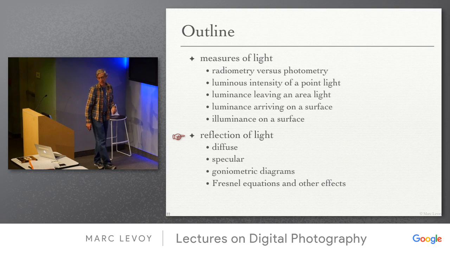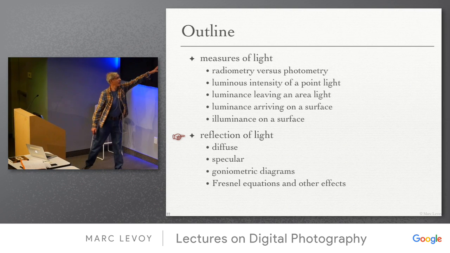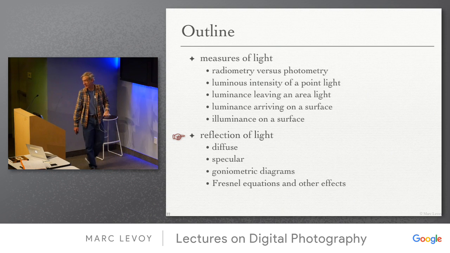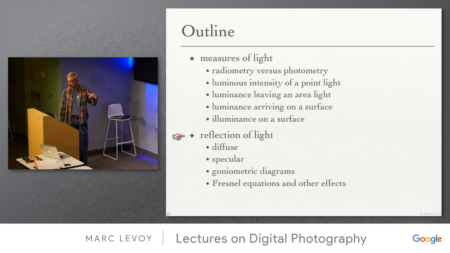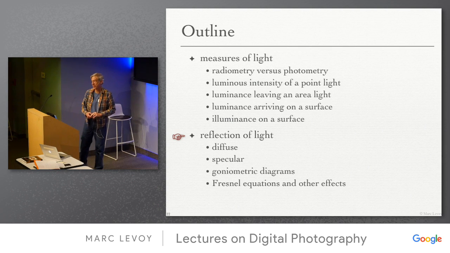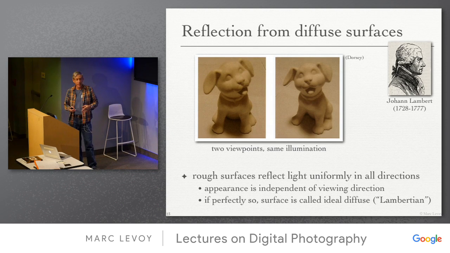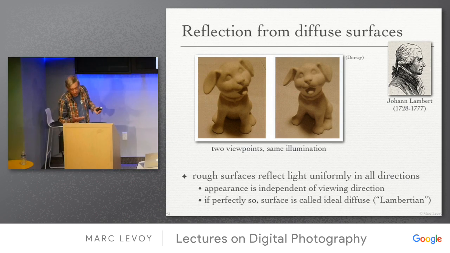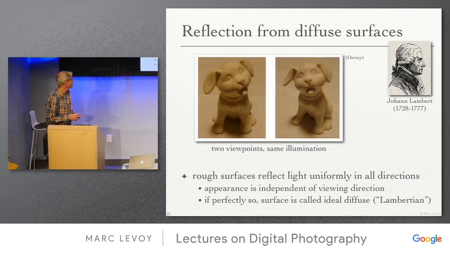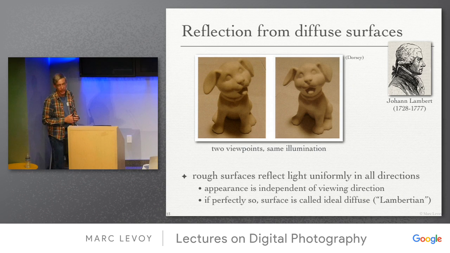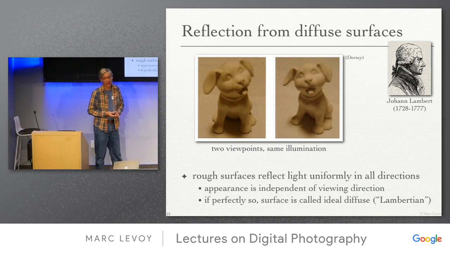Let's switch gears and talk about the reflection of light now. We'll talk about diffuse, specular, we'll talk about goniometric diagrams, which are measures related to angle of reflectance of light, and even some more esoteric stuff like the Fresnel reflectance equations. Okay, so diffuse surface. A rough surface is the easiest way to think about it. It reflects light uniformly in all directions, so the appearance is independent of viewing direction. If it's perfectly so, it's called an ideal diffuse or a Lambertian surface.